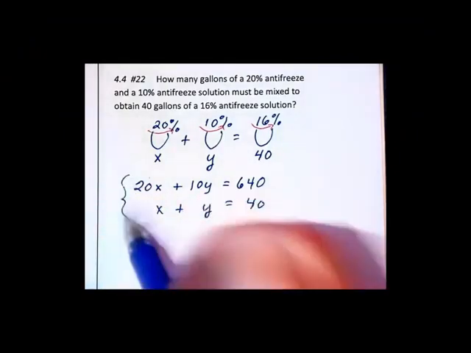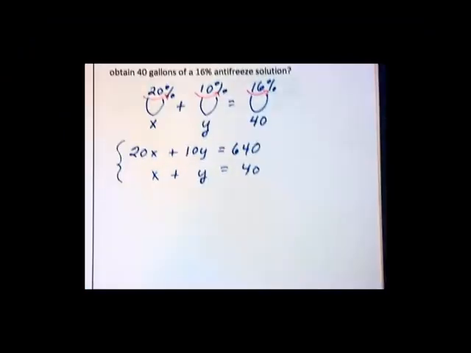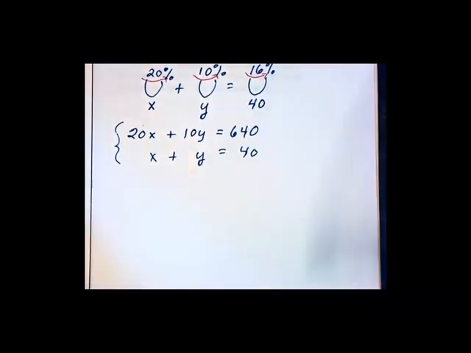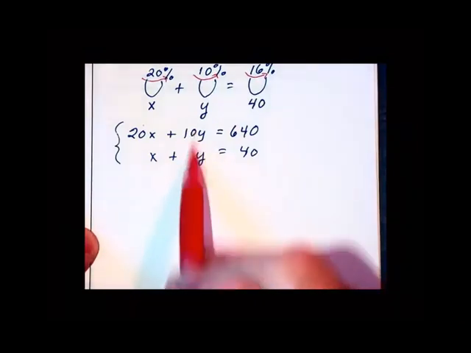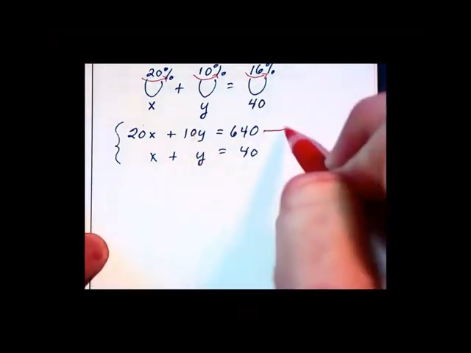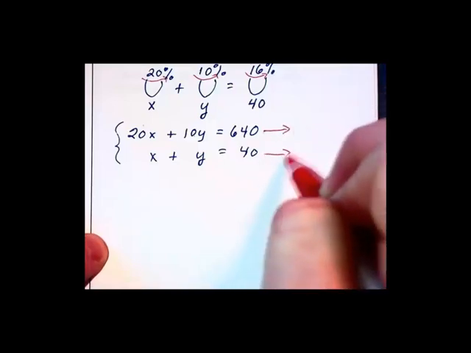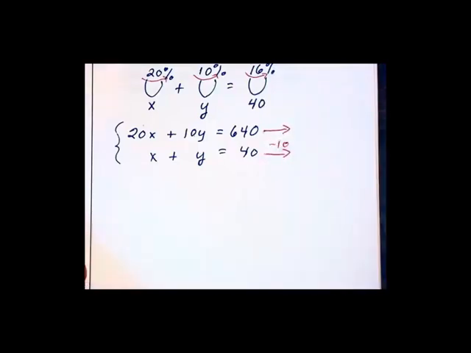There's our two equations to solve. Let's see what happens. I'm going to slide that up a little bit. I have a choice now of using substitution or elimination. I think I'd like to have a negative 10 to cancel the positive 10 out. So I'm going to use the top equation as is. Second equation I'm going to multiply through by negative 10.